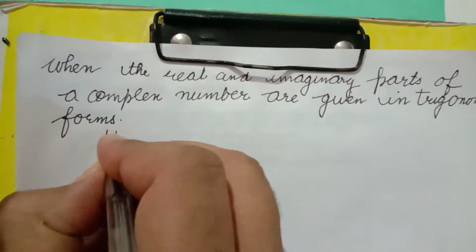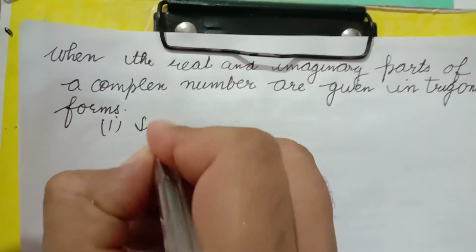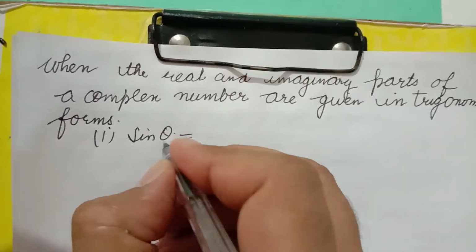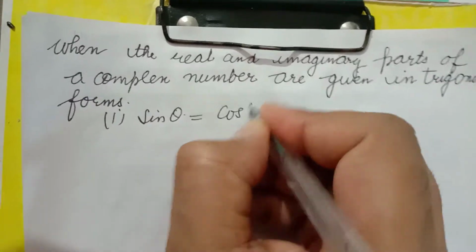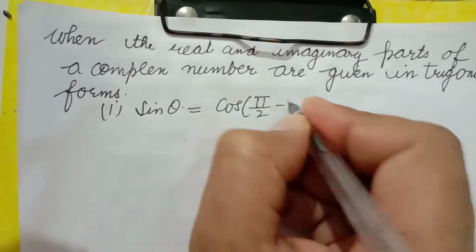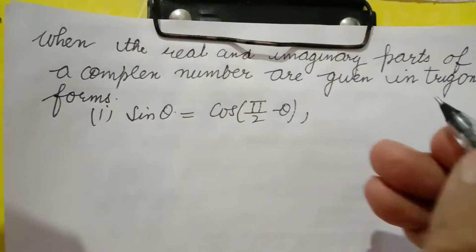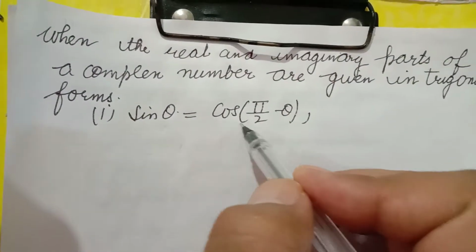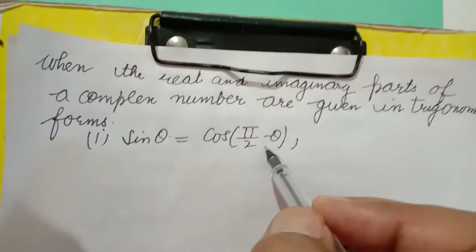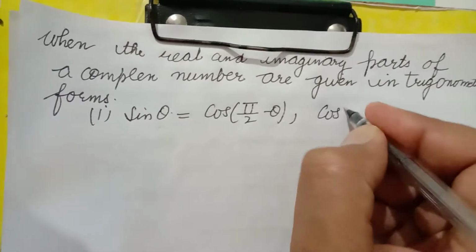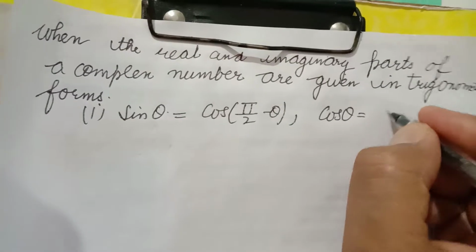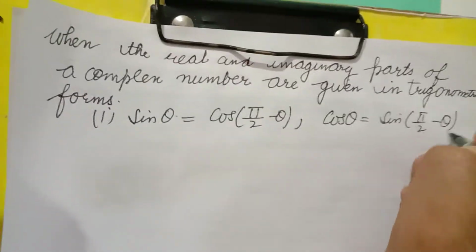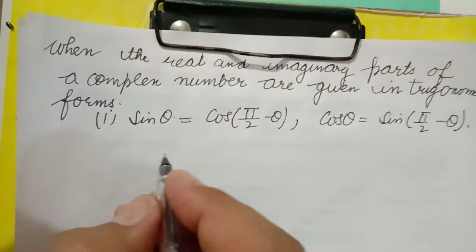So if we are given sine of theta, we want to change it into cos form. It can be changed into cos of pi by 2 minus theta. So you can remember this one. If sine theta is given and we want to change it into cos, it can be changed by cos of pi by 2 minus theta. If cos theta is given and we want to change it into sine form, it can be changed to sine of pi by 2 minus theta. You can remember this one concept.